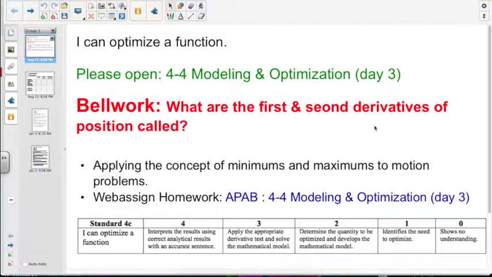Alrighty, so before break we were talking about optimizing, and we're going to finish that up today real quickly, hopefully real quickly. So at your table, answer those two questions.